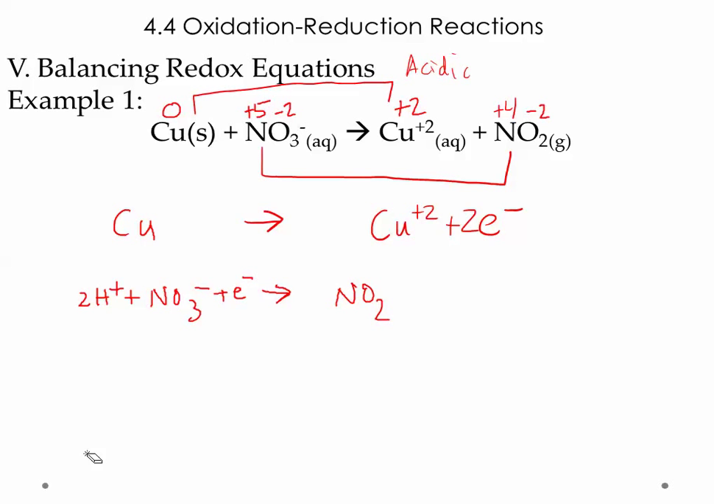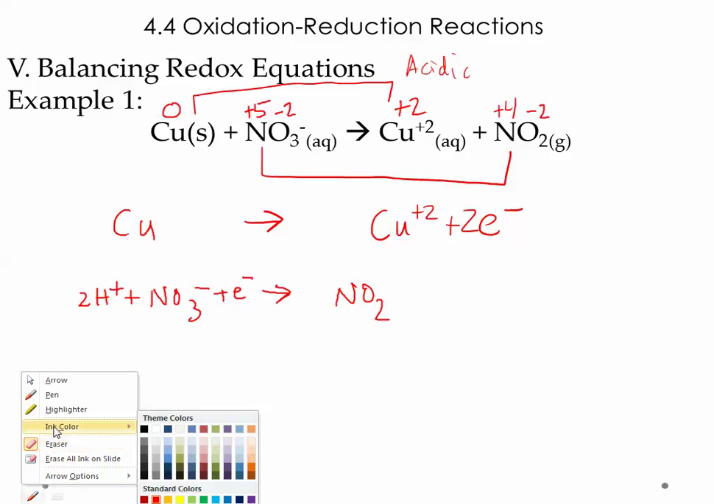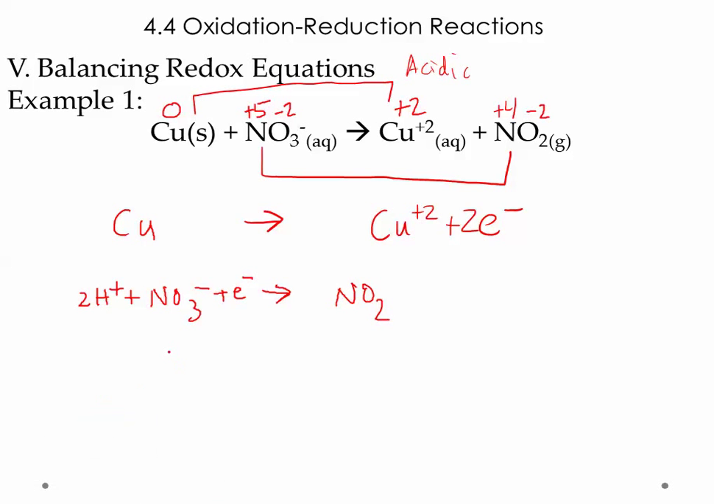Alright, and then the next thing we need to do, in order to balance the hydrogens, is use water. We have 2 hydrogens on the reactant side, so we need to add 1 water to the product side to balance that hydrogen. Then we need to make sure that the oxygens are balanced. And if we've done this right, the oxygen will be balanced. We have 3 oxygens on the reactant side, and 2 + 1, 3 oxygens on the product side. So we have 2 balanced half equations.